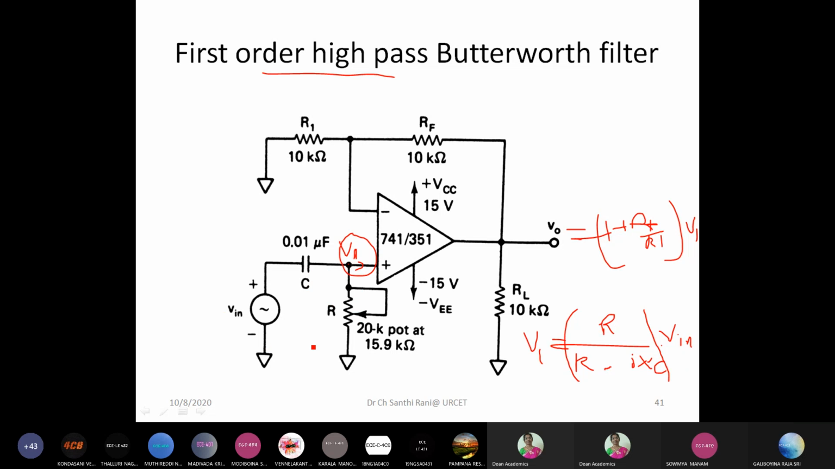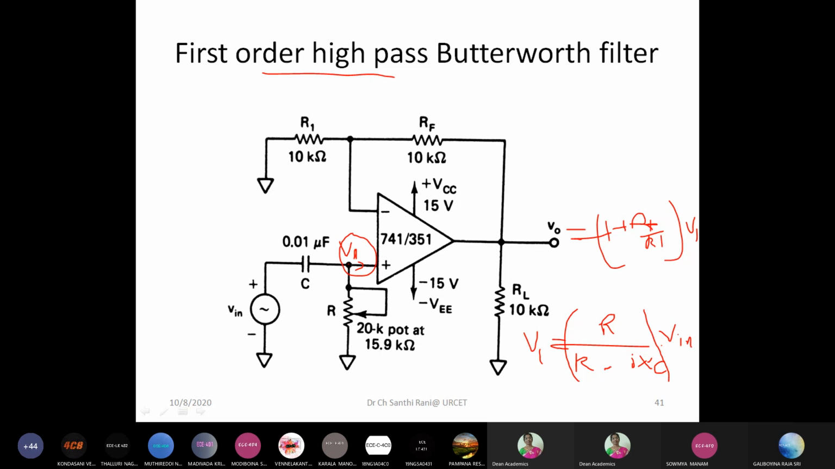So when we have this, therefore R divided by R minus jXC into Vin, followed. Now for this, what I'm asking you to do is: j equals square root of minus 1, and minus jXC is equal to 1 by j2πfC. You write all those, and after that divide numerator and denominator by minus jXC.